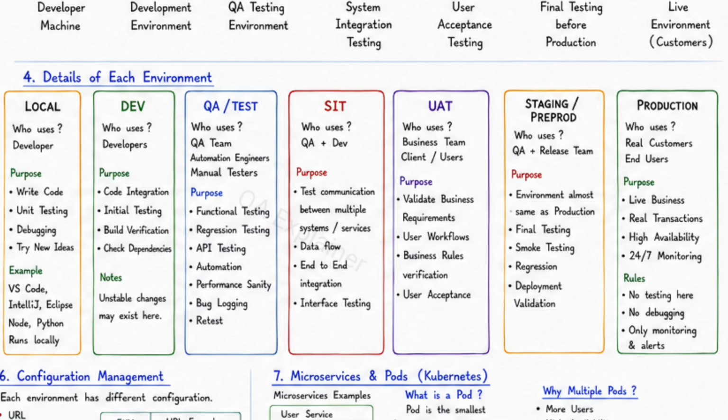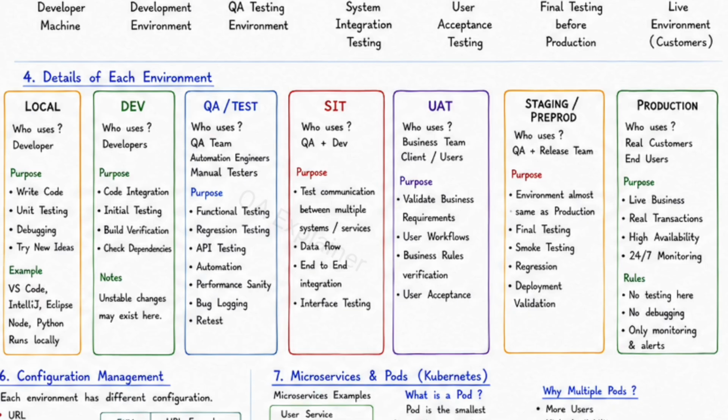Then we have UAT. UAT is mostly used by the business analyst team, clients, and users. Sometimes we testers also use the UAT environment to test the full end-to-end functional flow. Here we validate our business requirements, check workflows, verify business rules, and check user acceptance. Everything happens inside the UAT environment.